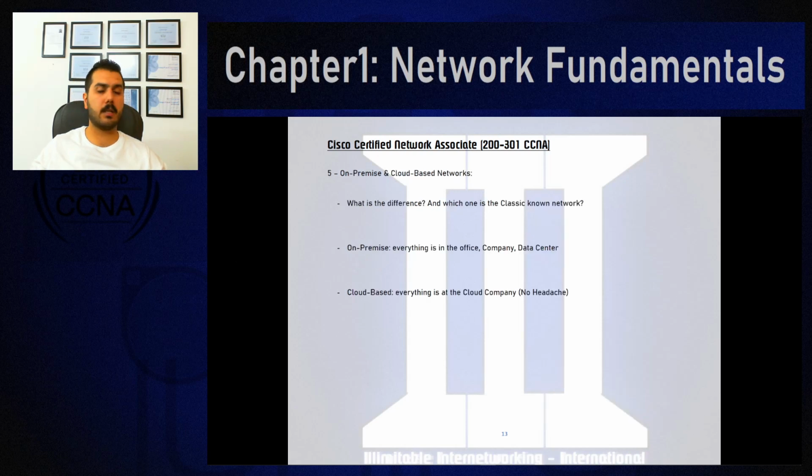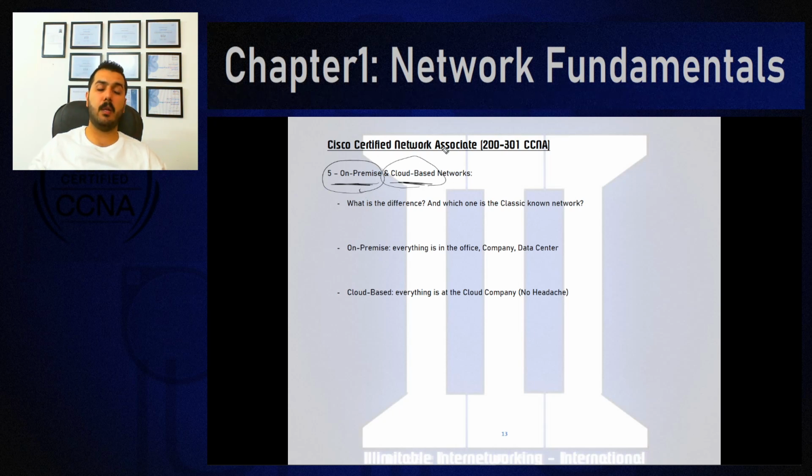Okay, next, this is a new type of network, and it's growing in the market these days and becoming really important. This is on-premises versus cloud-based networks. This is a type of network against the other type.